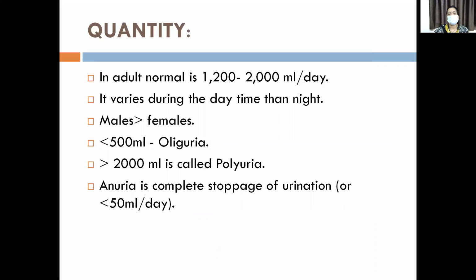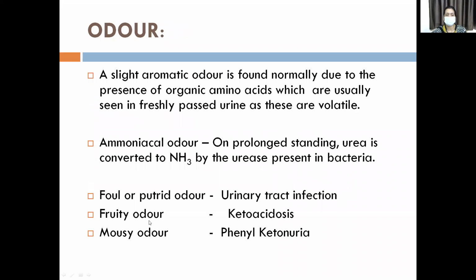The third one is quantity. Usually it should be 1 to 2 liters per day, that is 1200 to 2000 ml per day. It varies more in the daytime than the night. If it is more in the night, you must think of any tubular injury, that is acute interstitial nephritis kind of thing, or you must think of diabetes. Males excrete more urine than females. Less than 500 ml is oliguria. More than 2000 ml is polyuria. Anuria is complete stoppage of urination or less than 50 ml.